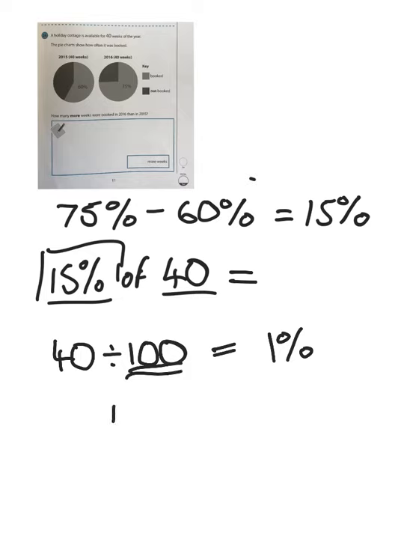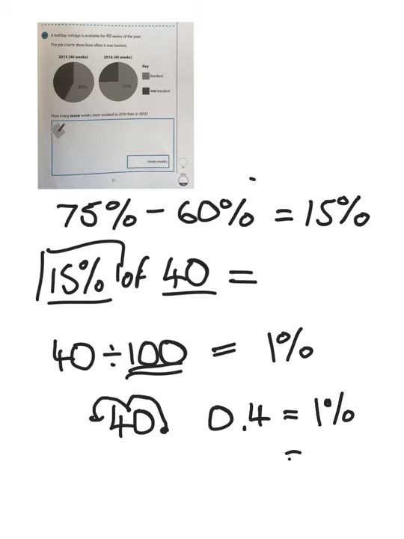So we're going to get 40. The decimal point is there at the minute, and we're going to divide by 100. If we're dividing, the number's going to get smaller, so it's going to go to the left. How many spaces? 2 spaces. So it's going to go from there to there. So the answer is 0.4, which equals 1%. But we don't want 1%, we want 15%.